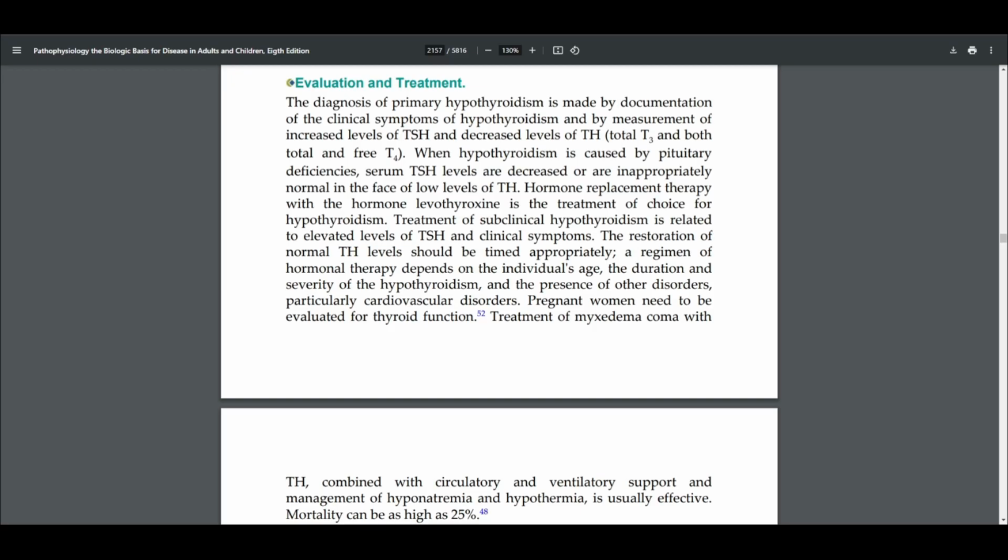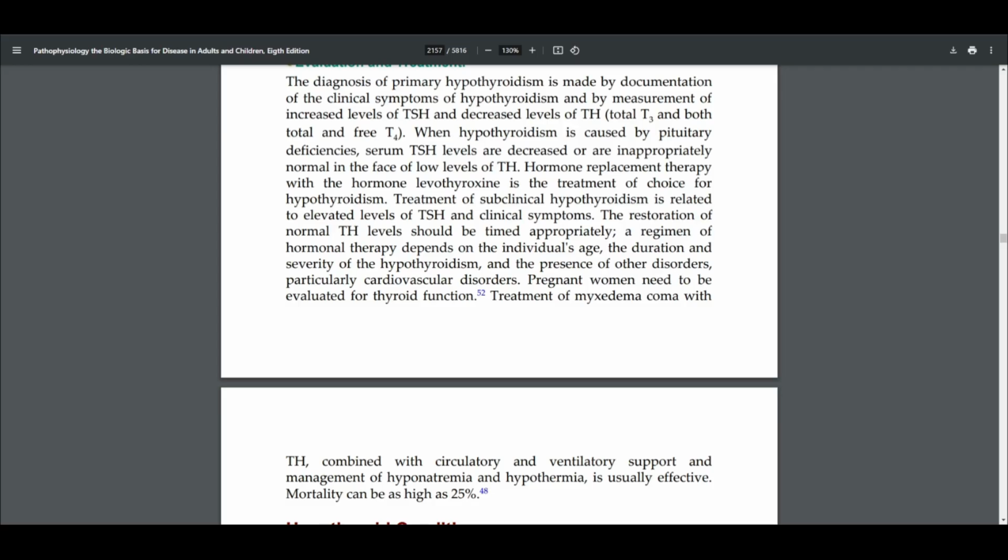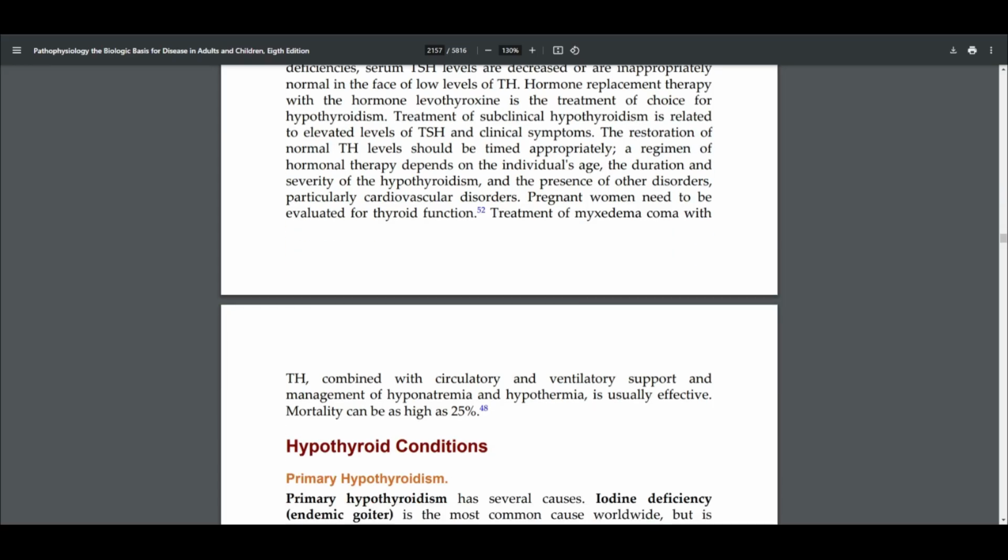Your hormone replacement therapy with the hormone levothyroxine, or Synthroid, is the treatment of choice for hypothyroidism. Treatment of subclinical hypothyroidism is related to elevated levels of TSH and clinical symptoms. The restoration of normal TH levels should be timed appropriately. A regimen of hormonal therapy depends on the individual's age, the duration and severity of hypothyroidism, and the presence of other disorders, particularly cardiovascular disorders. Pregnant women need to be evaluated for thyroid function.